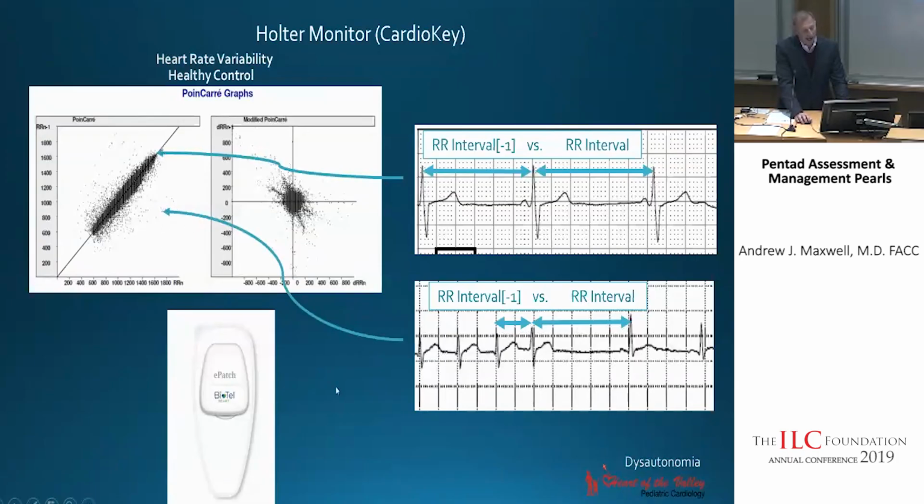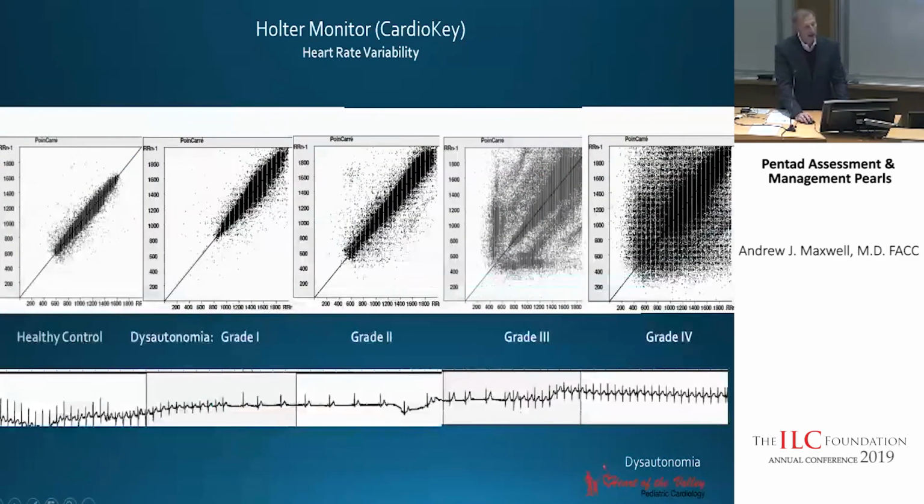So this is a normal, healthy person's Poincaré graph. And then Poincaré graphs worsen in correlation with their functional grade. Where you can see over here, grade 4, their heart rate variability is all over the place. And their heart rate rhythm strip may look like this. And that's really what patients are feeling when they're describing palpitations and racing heart.